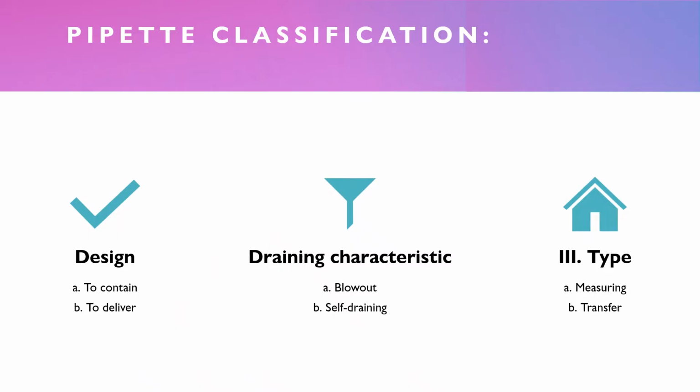The pipettes in the laboratory class have different classifications. That is, one for design. The next would be the draining characteristic of the pipettes. And lastly, what type of pipette classification does that belong?